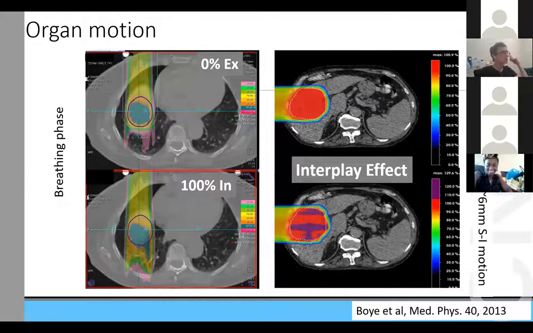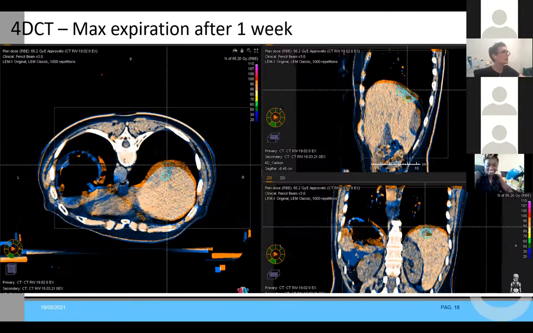For what concerns organ motion, there are two things you should consider. The first one, of course, is what changes when you change the breathing phase. So the fact that your patient is actually breathing. So if you plan on a certain condition, then this condition is going to change while the patient moves. And the second one, if you're doing fancy beam scanning, is the interplay effect. So the interference between the moving of the target and the moving of the beam.